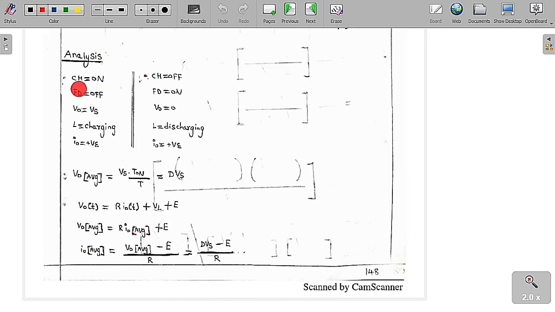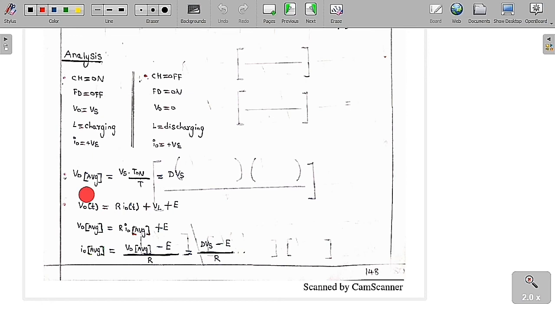As I already told you, whenever the chopper is on, the freewheeling diode is off. So therefore the output voltage is equal to Vs, and the inductor is in the charging mode. So current is going to increase from I minimum to I maximum. So therefore I0 is positive. When the chopper is off, the freewheeling diode is on, so therefore V0 is equal to 0. L is in the discharging mode, so current is going to decrease. So you can say clearly the output voltage is always positive and the output current is also positive. So we are going to get only the first quadrant. That is the reason it is called a class A chopper.